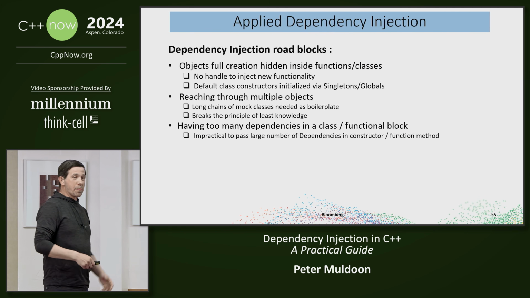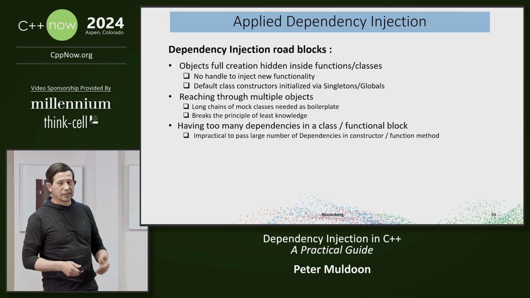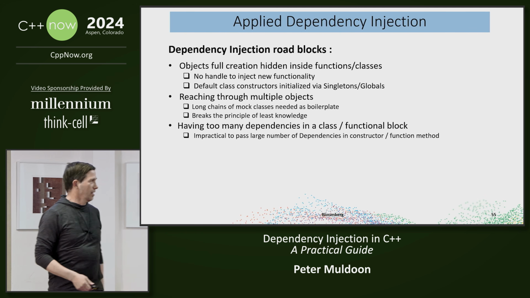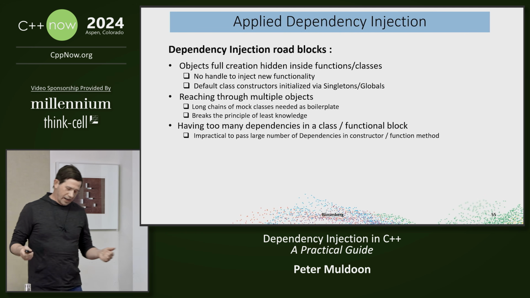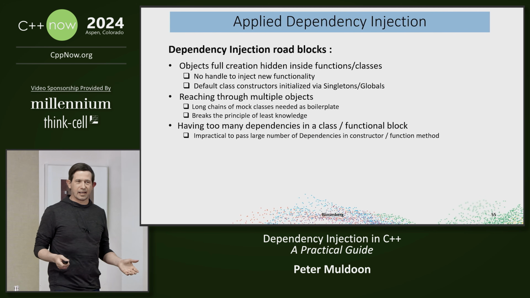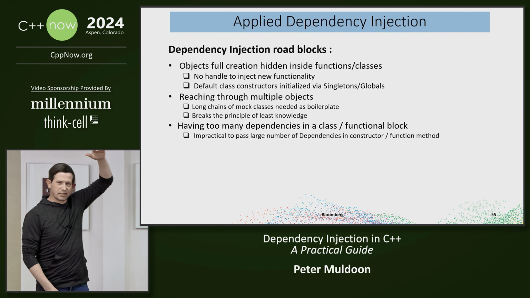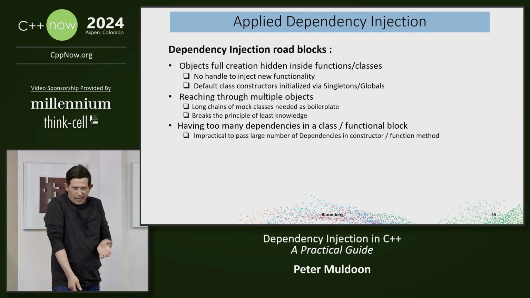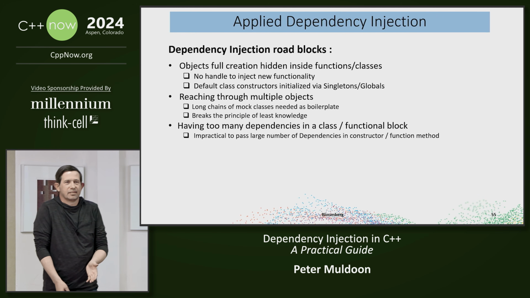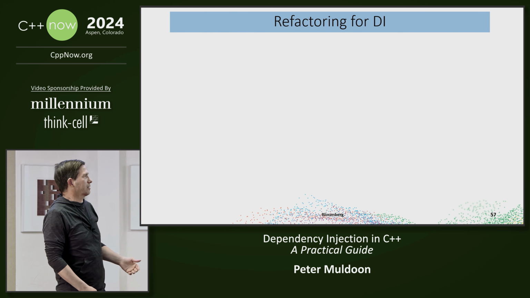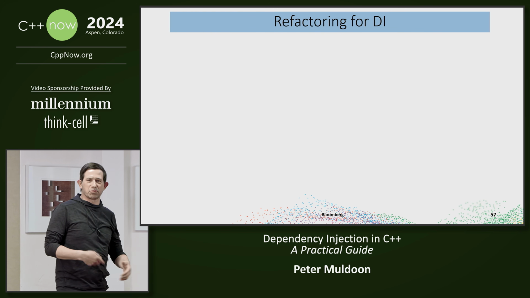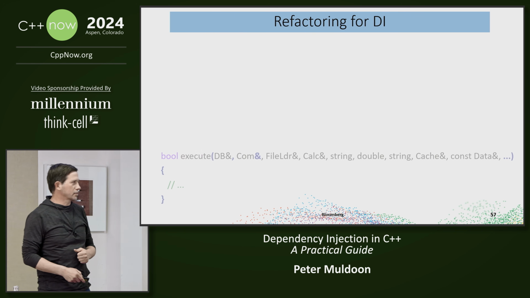Okay, so the next thing is I can have too many dependencies in a class. And what that means is I got 35 dependencies in my class. You seen that big camera class in Tony's thing yesterday? And you're like, well, I can't pass 30 parameters in, right? It's too much. It's impractical, right? So now we talk about what about refactoring for dependency injection?